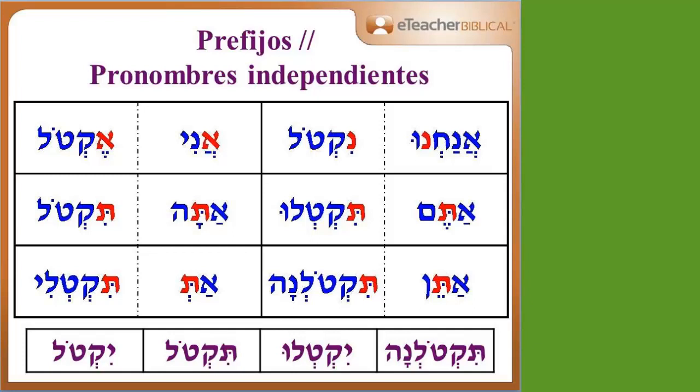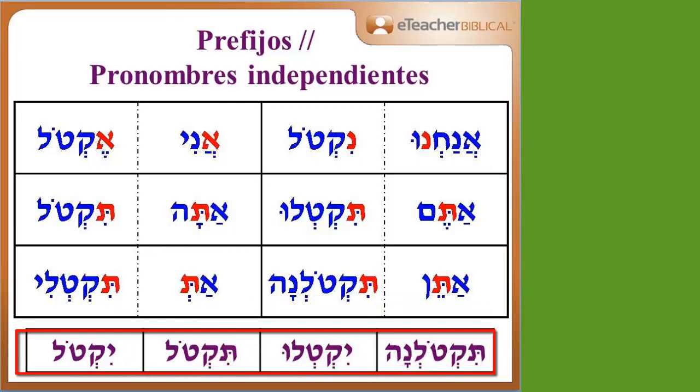And here is all the chart. You see that the prefixes are mostly connected to the pronoun. Yeah, ani and the aleph, ektol, ata tiktol, at tikteli. In the plurals, אנחנו נקטול, אתם תקטלו, אתן תקטולנה.